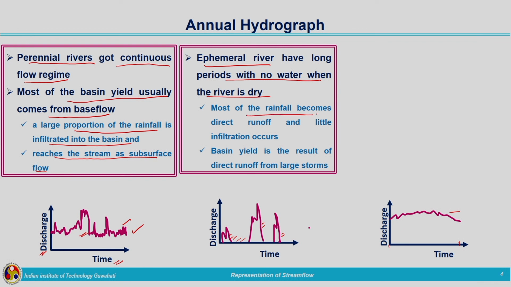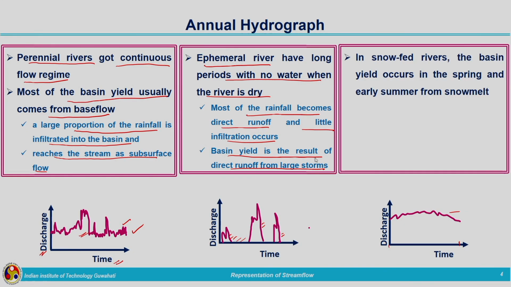Most of the rainfall becomes direct runoff and little infiltration occurs, and basin yield is the result of direct runoff from large storms. In the first one we have seen basin yield is from base flow, that is the groundwater contribution. The second one, from the streamflow hydrograph itself, it is very clear that in certain periods we do not have any water in the river. It is representing the dry season in which the river is dry, and the basin yield in such cases is coming from the surface runoff, that is mainly from the storm.